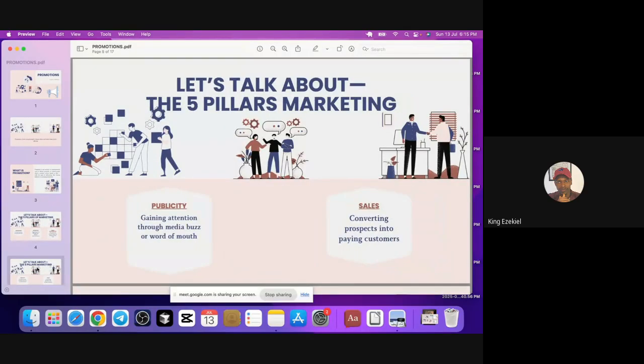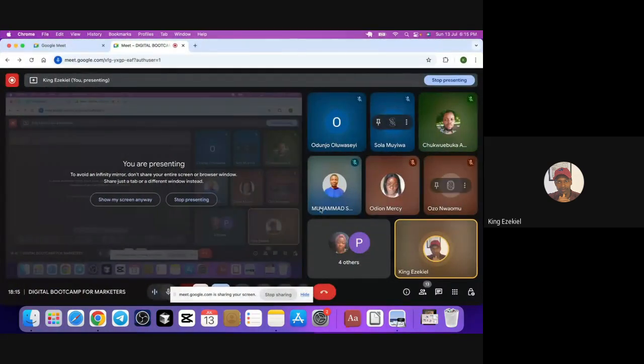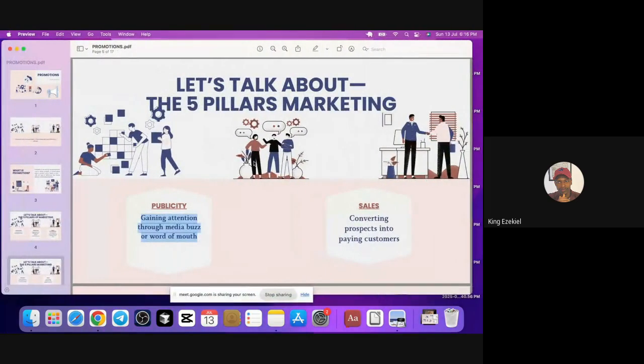Now, what is publicity? Publicity is all about getting attention through buzz or word of mouth. So publicity, gaining attention. That's the whole point of publicity, yes? So that's the difference between publicity and promotion. Publicity is all about what? Getting attention. So it's not compulsory you're trying to sell anything. It's about getting attention. That's what publicity is all about.